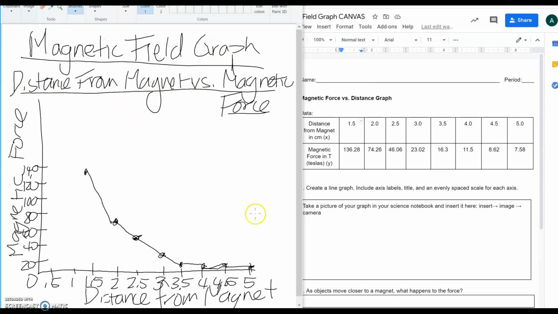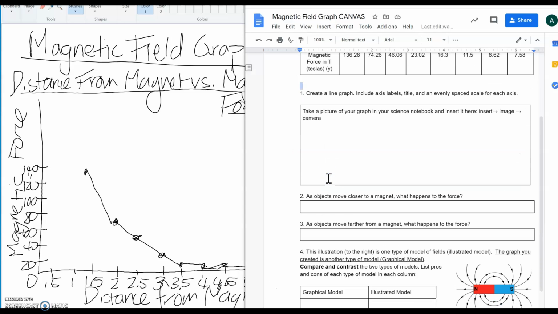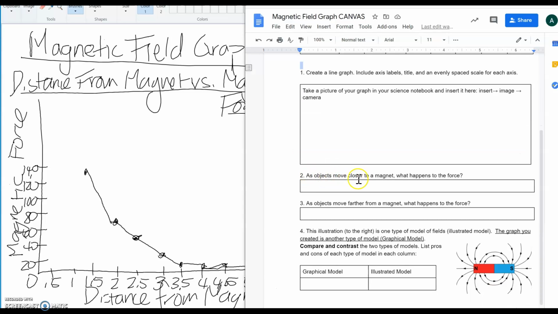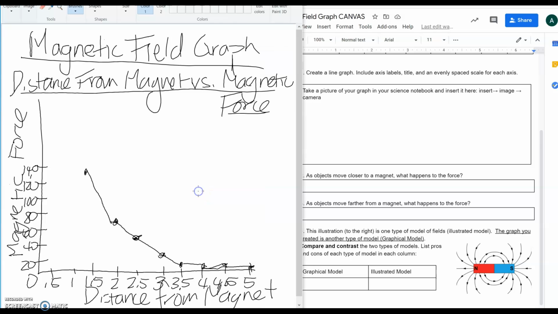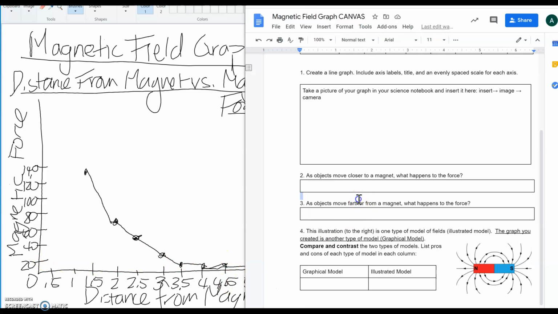We got that one. Next, let's see what it says. Number 2, as objects move closer to a magnet, what happens to the force? Well, closer to the magnet is over here. So if it's closer, the magnetic force is pretty strong. If it's far away from a magnet, the magnetic force is much less, right? So for number 2, I would say as objects get closer to the magnet, the force is stronger. For number 3, I would say as objects get farther from a magnet, the force is weaker.